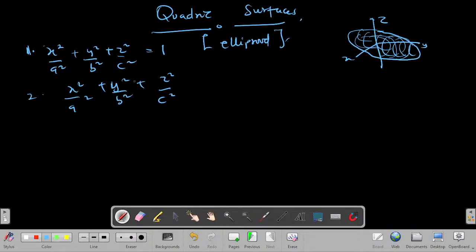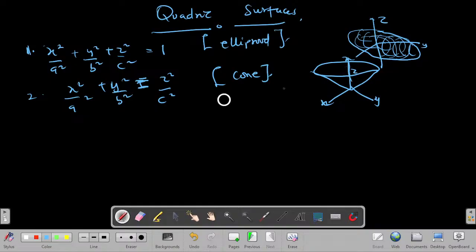Now see the difference. If you have x squared over a squared plus y squared over b squared is equal to z squared over c squared, we have what we call a cone. So in 3D, if you get any equation like this, you define it as a cone. I don't want to go into the detail of it. I have my y, my x, my z, and obviously this is a cone. Let me add one important one: cylinder. x squared over a squared plus y squared over b squared is equal to 1. That's the equation of a cylinder.